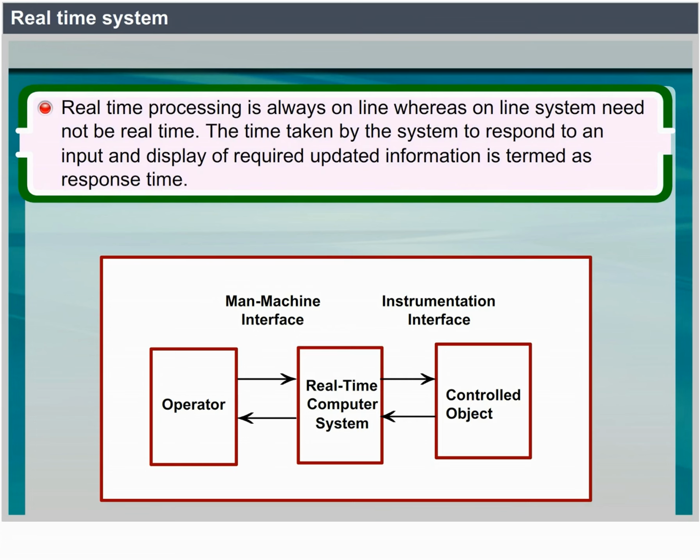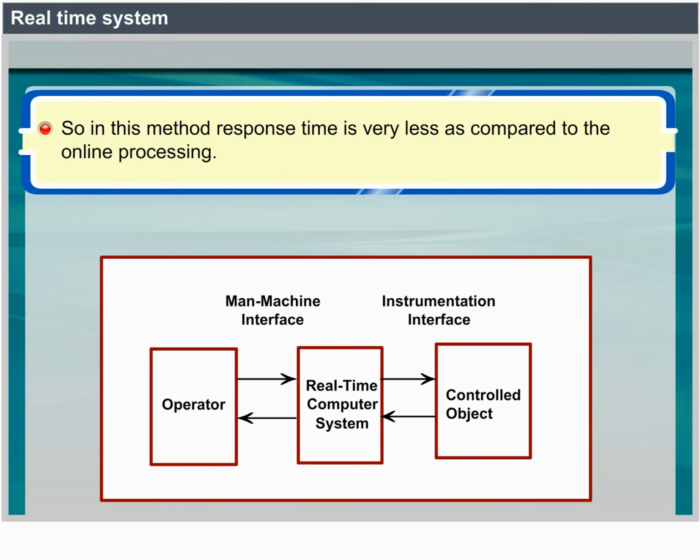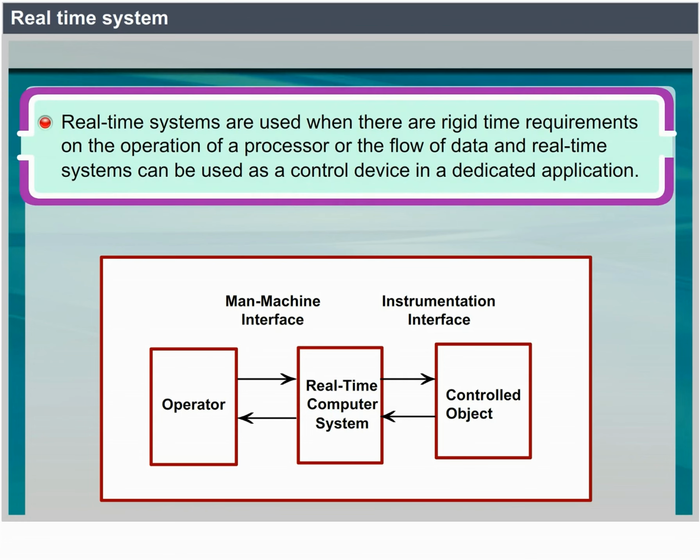The time taken by the system to respond to an input and display the required updated information is termed response time. So in this method, response time is very small as compared to online processing. Real-time systems are used when there are rigid time requirements on the operation of a processor or the flow of data, and real-time systems can be used as a control device in a dedicated application.